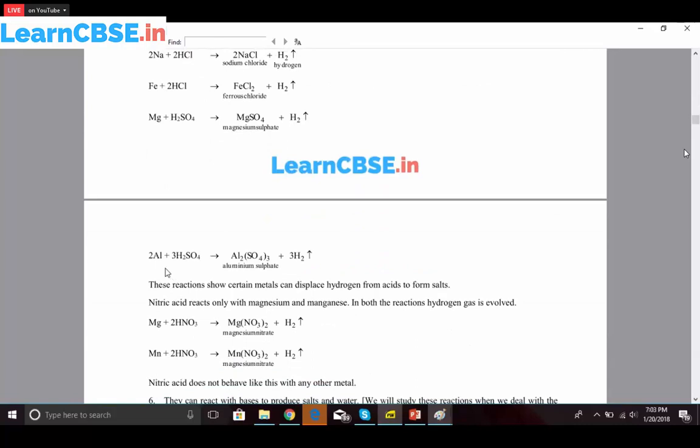Now aluminium: 2Al plus 3H2SO4 gives Al2(SO4)3 plus 3H2 gas. Here the aluminium is from group 13, so it can lose 3 electrons. So it can produce 3 moles of hydrogen gas from the sulfuric acid. So this reaction shows certain metals can displace the hydrogen atoms from the acids to form the salts.